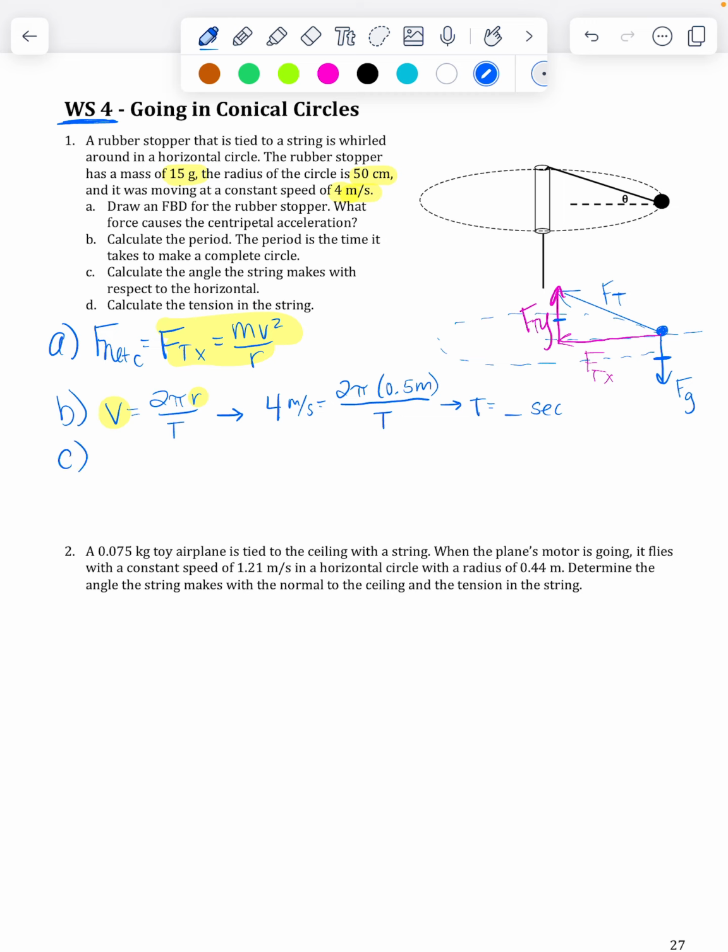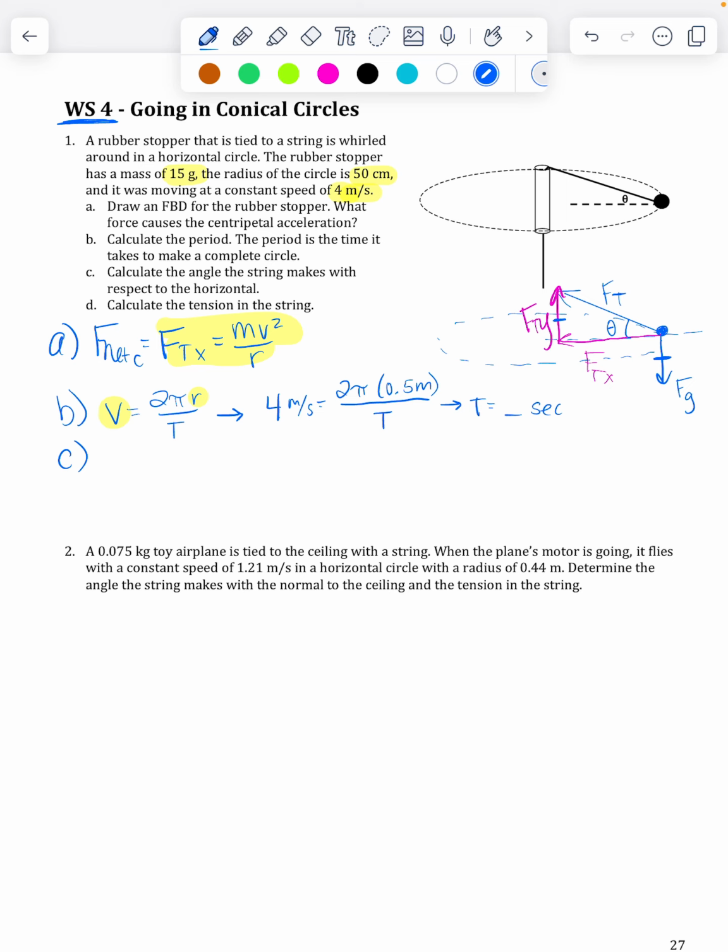Part C says calculate the angle the string makes with respect to the horizontal. So I need to find theta. And so I'm starting to think of some trig functions, right? Sine, cosine, tangent. And I would need to know the values of the forces on this triangle in order to solve for those. So if I'm looking for that, I would need to know FTX, I need to know FTY.